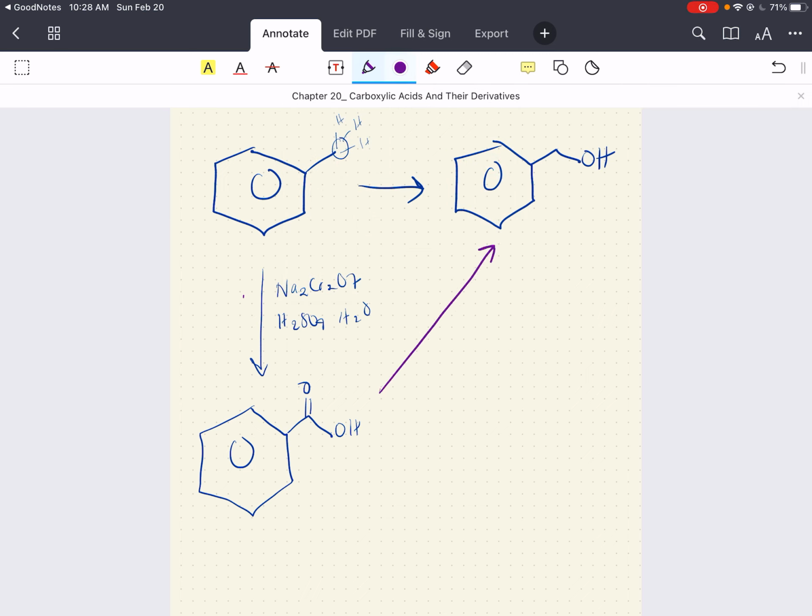All we have to do again is reduce it. And we can do this with lithium aluminum hydride and water. Now, there are other ways to do this synthesis problem. I want to know how you would do this synthesis problem that is different than this reaction.